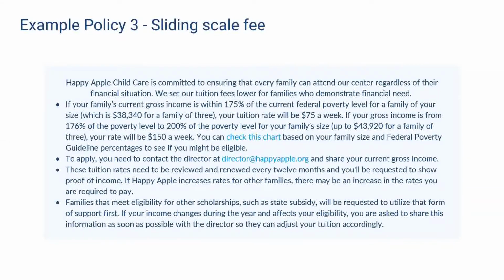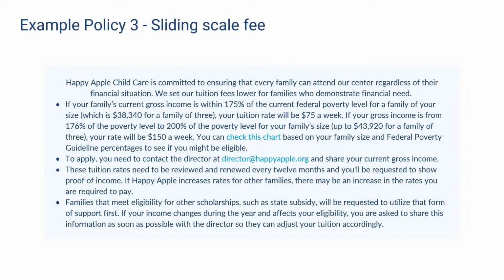To apply, you would need to contact the director and share your current gross income. These tuition rates need to be reviewed and renewed every 12 months, and you'll be requested to show proof of income. If Happy Apple increases rates for other families, there might be an increase in the rates that you're required to pay. Families that meet eligibility for other scholarships, such as state subsidy, will be requested to utilize that form of support first. If your income changes during the year and affects your eligibility, you will be asked to share this information as soon as possible with the director so they can adjust your tuition accordingly.